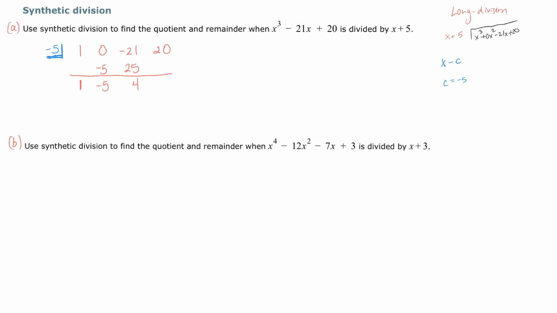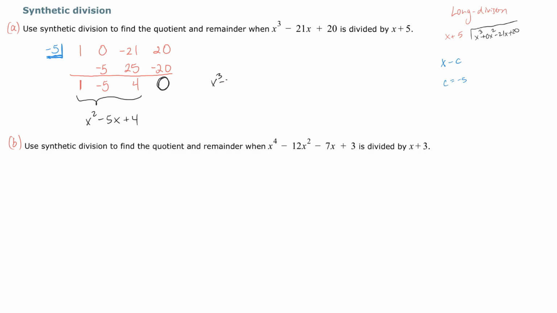So what's 4 times negative 5? We get negative 20. And then we add. If your remainder is 0, then we can actually read the quotient. The quotient is 1 degree less than the original polynomial. So this is actually saying x squared minus 5x plus 4. So there's your quotient.